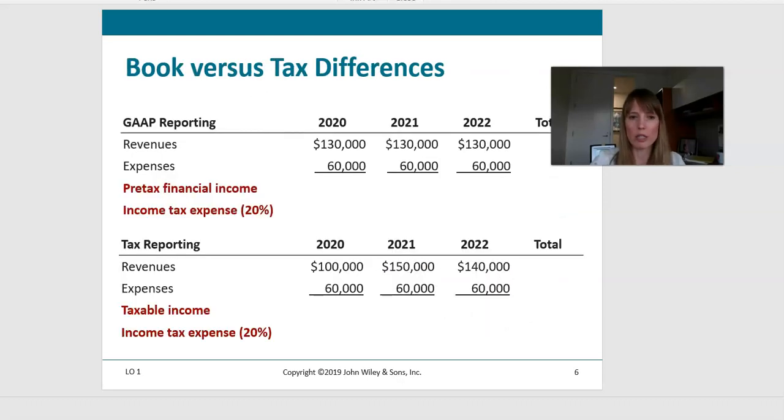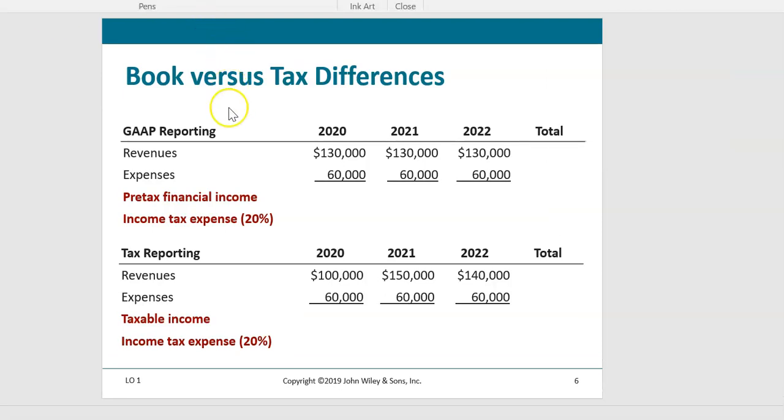Let's take out our pens and pencils and start our notes here, and let's start doing some calculations and some journal entries. Here we see what the income statement according to GAAP would look like for each of the 3 years, where we see revenues under accrual accounting being $130,000 every year. We also see the expenses of $60,000 every year. Then we see what the tax form would show. Revenues on a cash basis: $100,000 in year one, $150,000 in year two, and $140,000 in year three, with the exact same expenses.